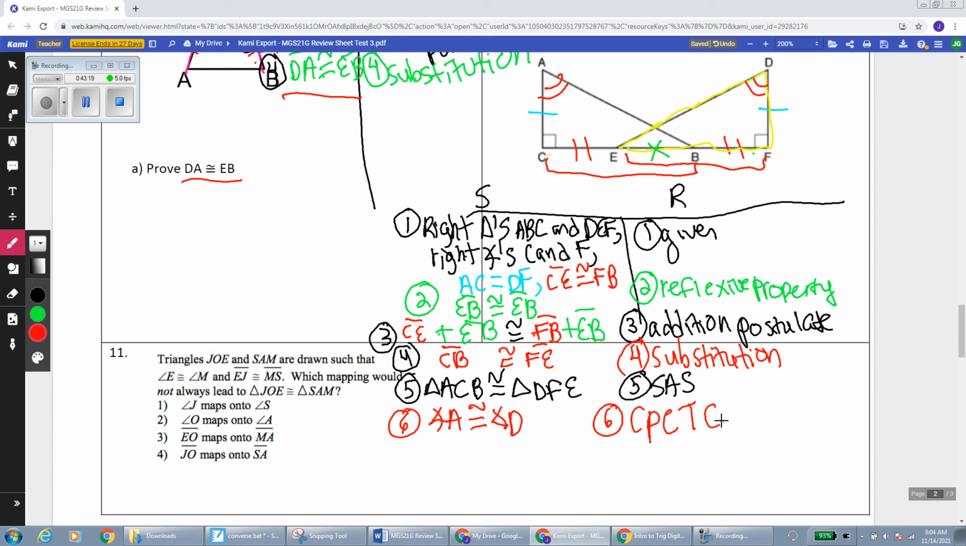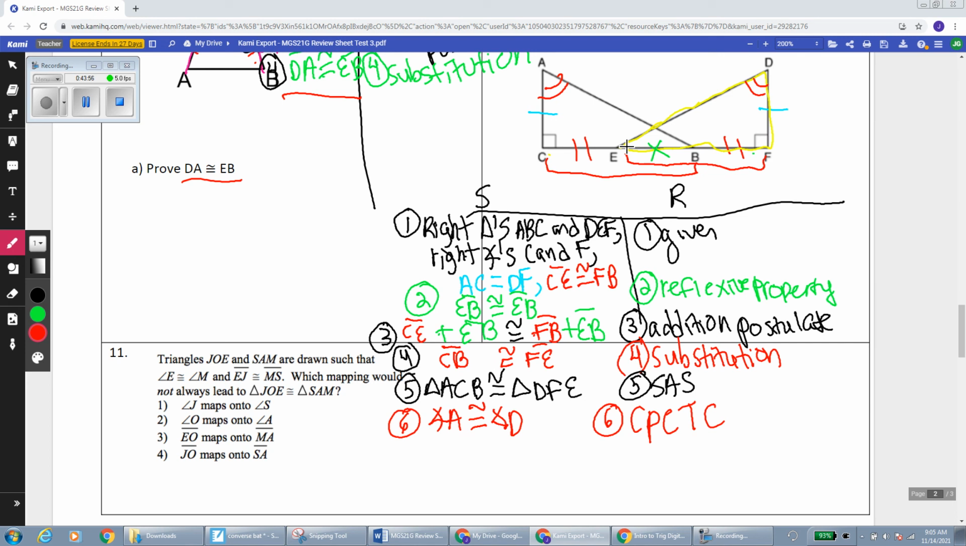And that's it. Remember, a big hint that you have to use CPCTC in a proof is when they tell you to prove that either a side or angles of a triangle are congruent to each other, but your question is not asking you to actually prove the triangles congruent. I see that the question is saying prove angle A is congruent to angle D, or it's saying prove side AB is congruent to side DE. I see triangles here. I know that those are corresponding sides or angles of the two triangles.